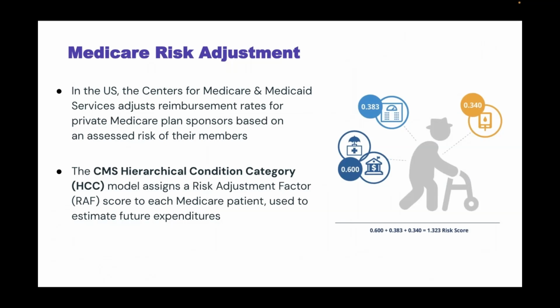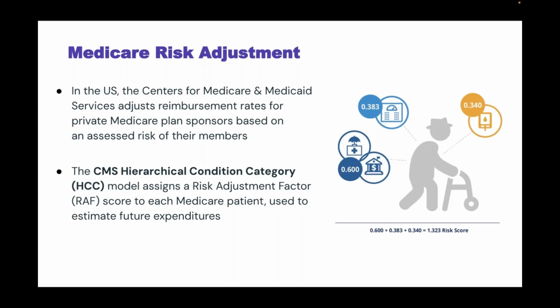What is Medicare risk adjustment and why do we need it? In the United States, CMS, the Centers for Medicare and Medicaid Services, considers how healthy Medicare plan enrollees are when determining how much the plan gets reimbursed. To do this, CMS uses a system called the HCC model, the Hierarchical Condition Category model. This model assigns a RAF score, the risk adjustment factor score, to each Medicare patient.